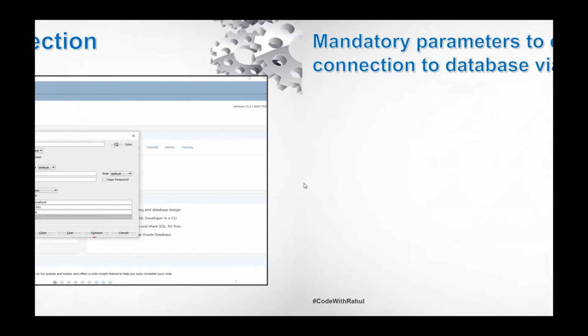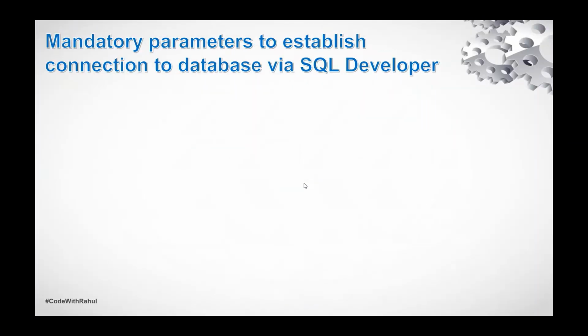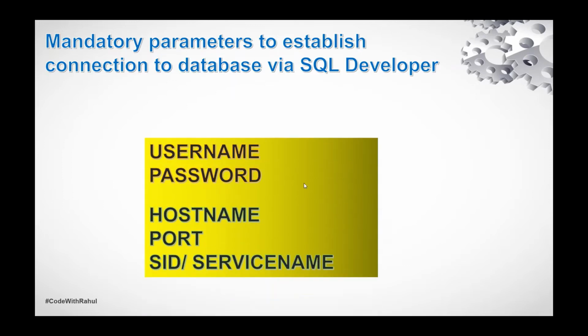Now, to create a connection, what are the mandatory parameters? If someone asks you about your address, what all things will you provide? Your country, your state, your locality, your pin code. In the same way, when we connect to a database, apart from username and password, there are some mandatory parameters we need to enter, like host name, port, and SID or service name.